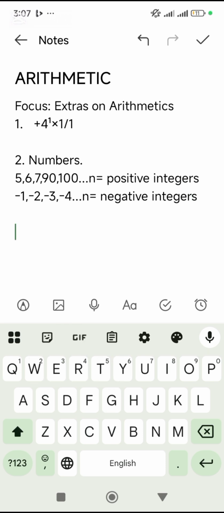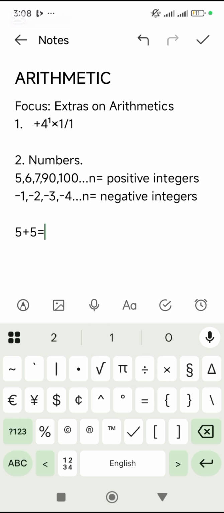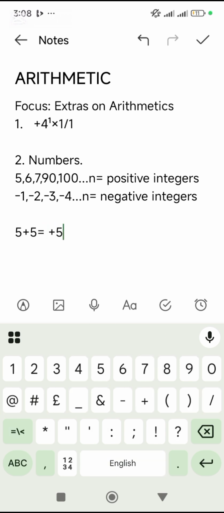All right, so if a positive number is participating in an equation, it will be indicated. For example, if you have 5 plus 5, what this means is plus 5, because the positive sign is usually written in front of the number. It means that the first 5 is plus 5 and then plus 5, which will be equals to 10, or what is called plus 10.